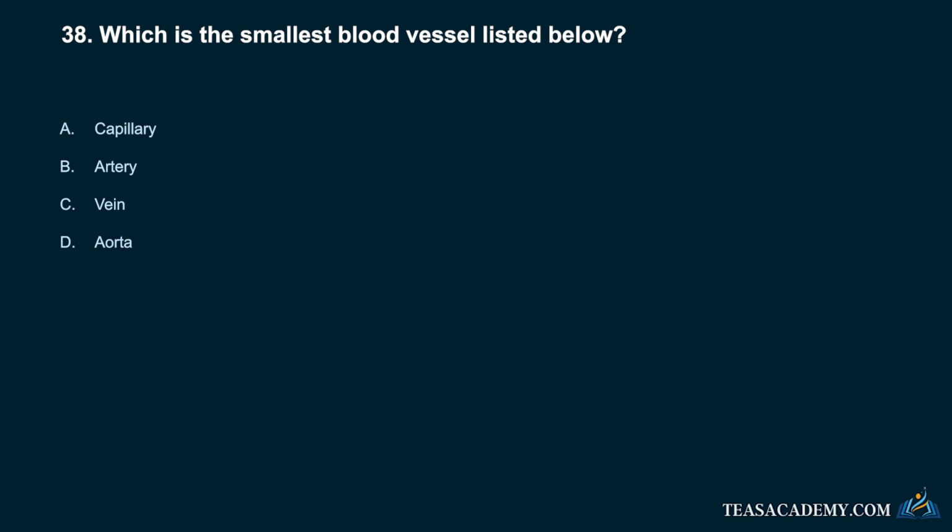38. Which is the smallest blood vessel listed below? A. Capillary. B. Artery. C. Vein. D. Aorta.